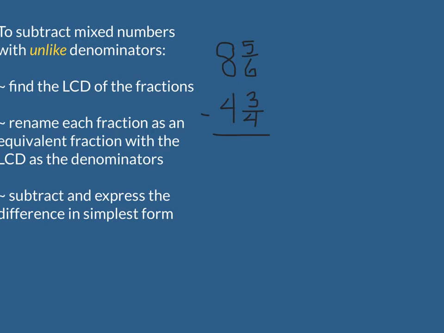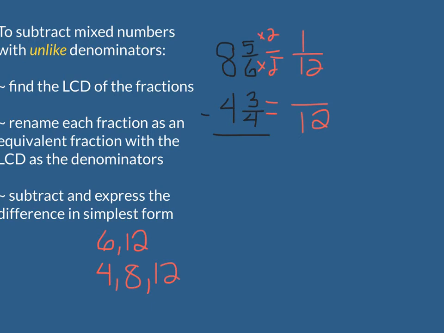So here we have two different denominators, so I need to find my common denominator. 4 does not go into 6 evenly, so I need to do my multiples. So I'll do that down here, and I will just go 6, 12 for my 6, and 4, 8, 12. 12 will be my common denominator. So I multiply that by 2 and by 2. This one I multiplied by 3, so by 3.